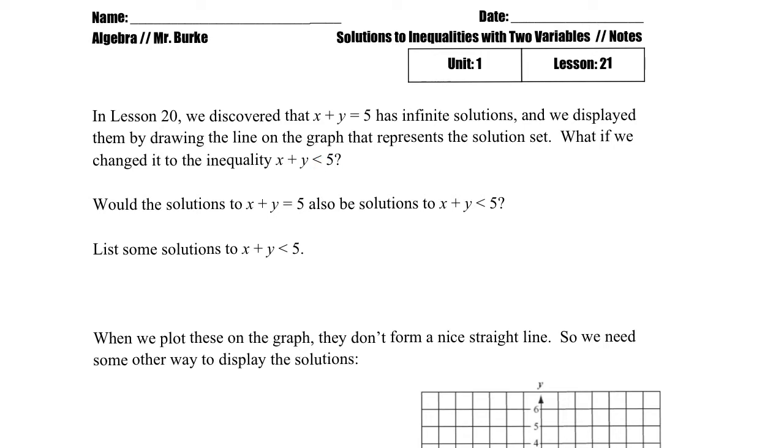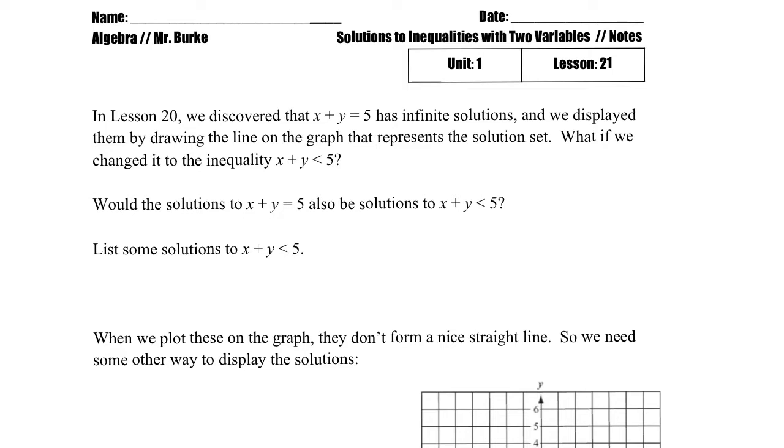So the first thing we want to know is, would all those solutions that were solutions to the equation also be solutions to the inequality? And you already know that the answer to that is no, because in this one we're equal to 5 and in this one we're less than 5. So those are not the same thing. So what would be some ordered pairs that are solutions to x plus y is less than 5?